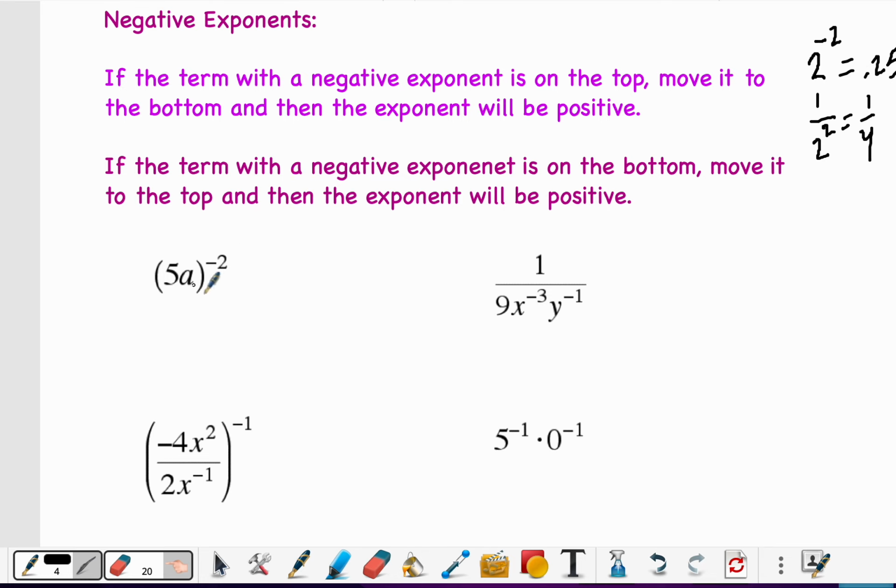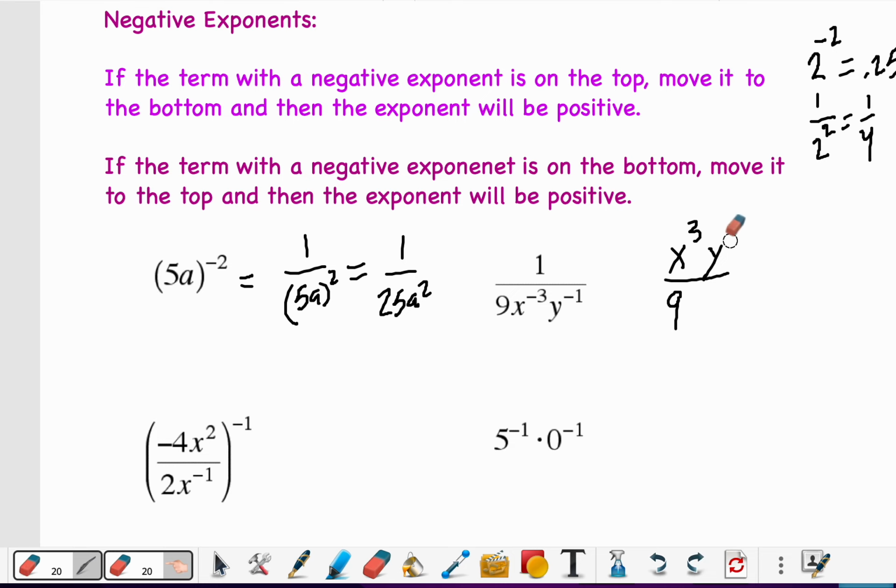So here, if you have 5a to the power of negative 2, you would basically just say this is just 1 over 5a squared, and then could simplify as 1 over 25a squared. You only move the things with the negative exponent. So in this case, the 9's going to stay on bottom. The x part's got to move up, and the y part has to move up. You could do y to the 1st power or not write anything. The 9 doesn't move because the 9 doesn't have a negative exponent acting on it.